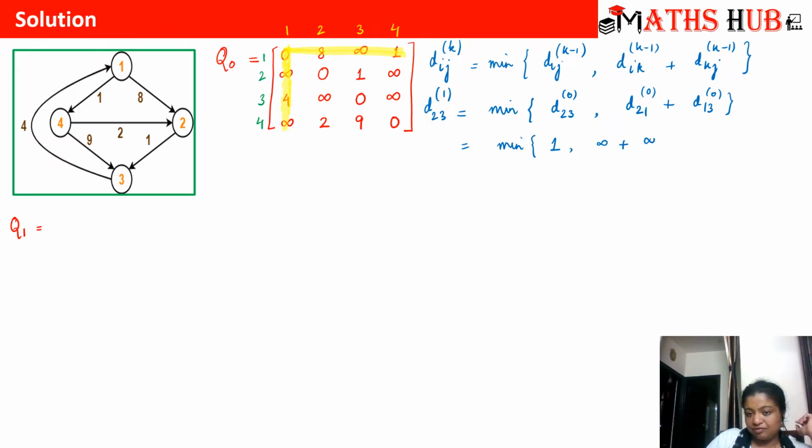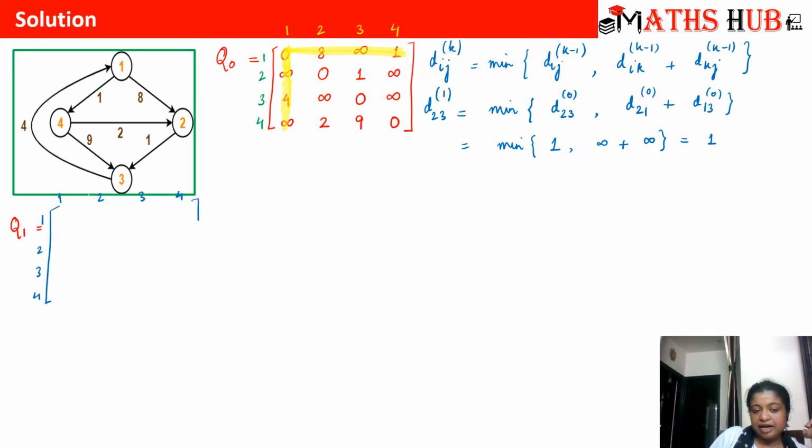D13 is also infinity. So infinity plus infinity will be infinity. So what is the minimum of 1 and infinity? It is 1, right? That means when we write the entries in Q1, let me write 1 over here, 2 over here, 3 over here and 4 over here. Similarly 1, 2, 3 and 4.